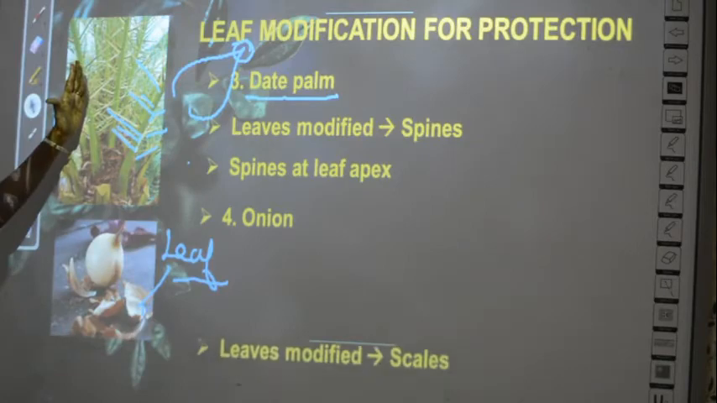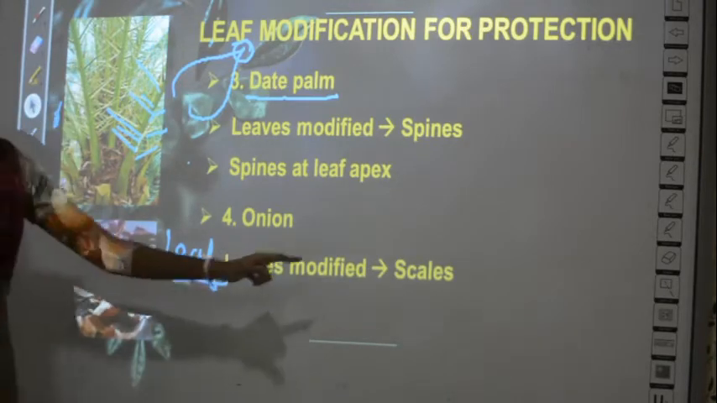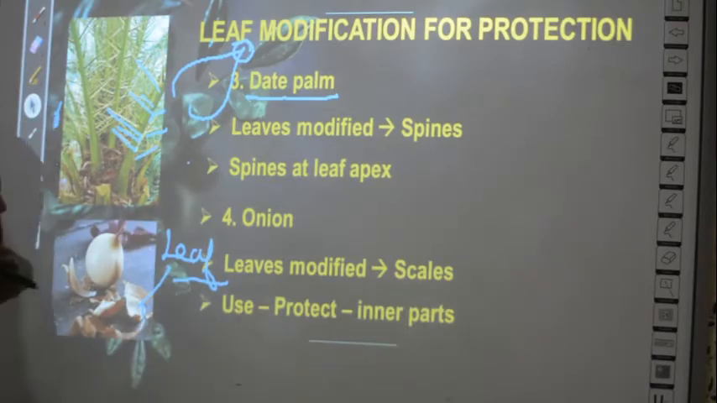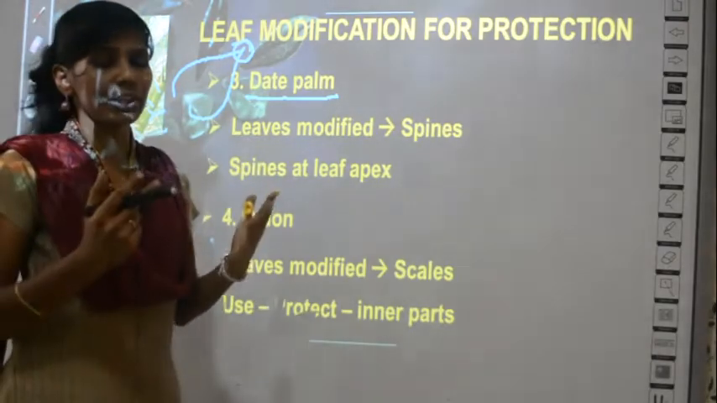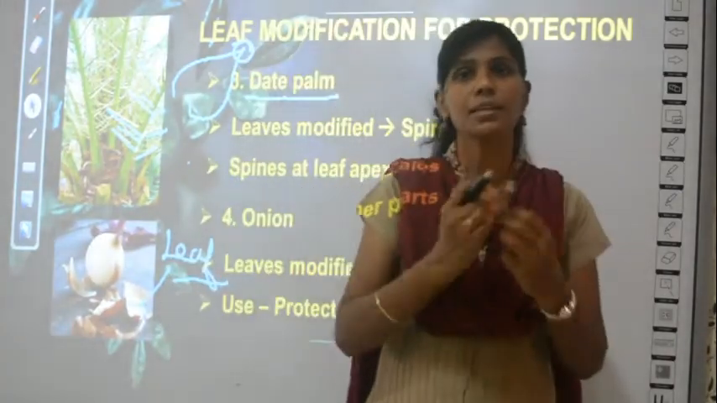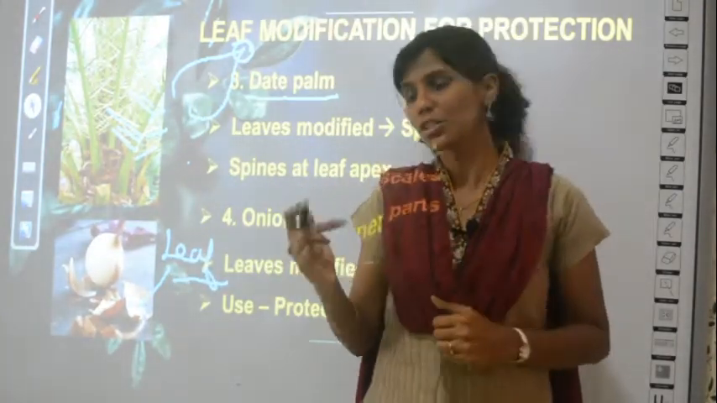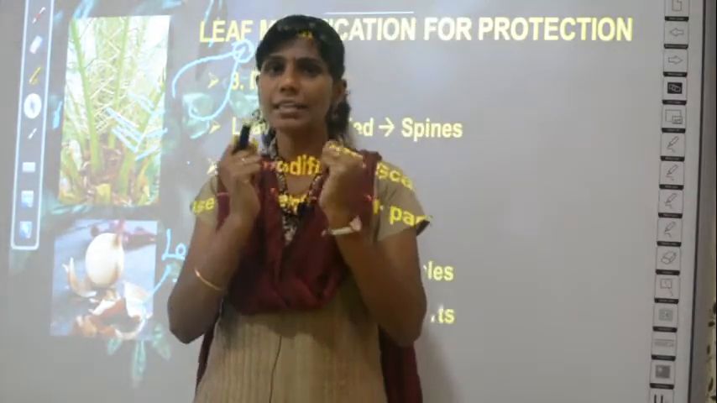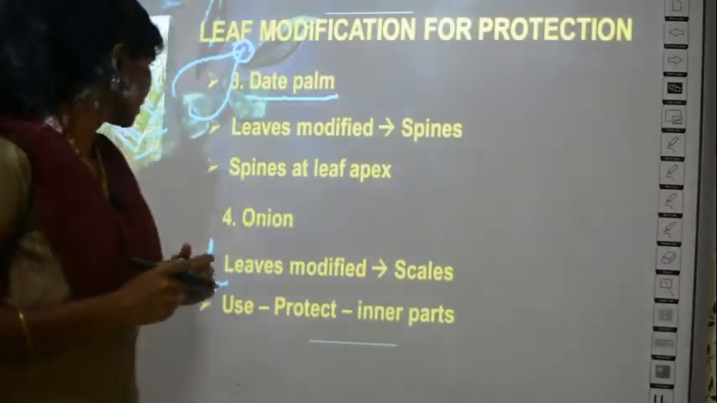So this is the fourth example. The leaves are modified into scales. So these are the scales. What is the use? The presence of the outer layer only protects the inner layers. You have inner fleshy layers and an outer dry layer, no? The presence of such a modified leaf will give protection to the inner layer. So this is the fourth example.